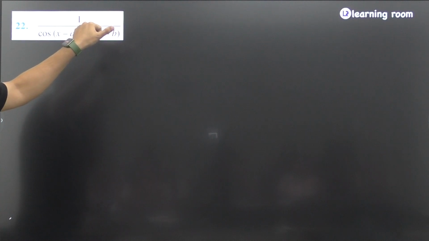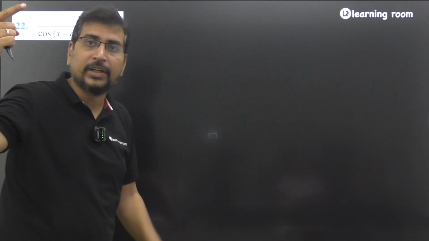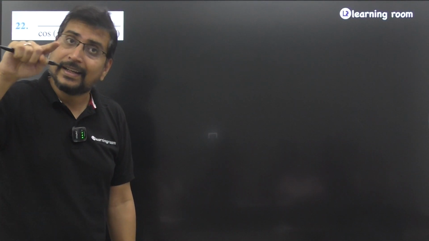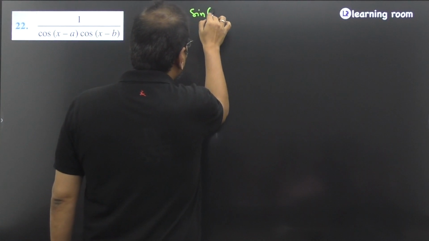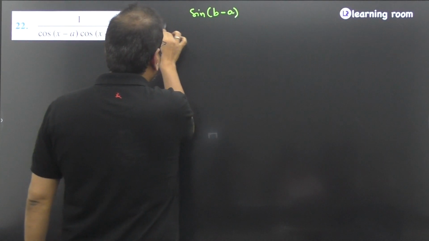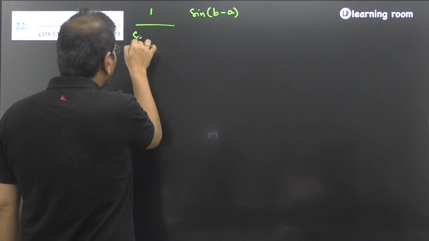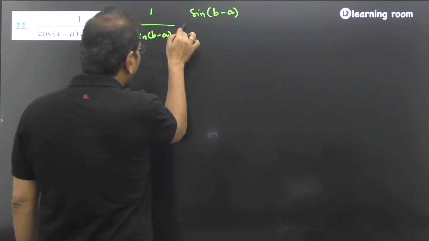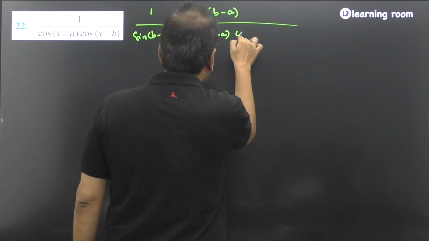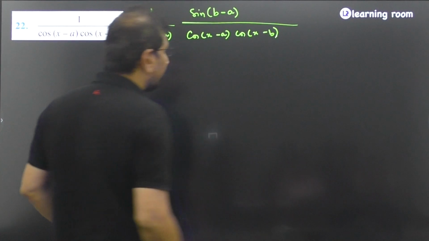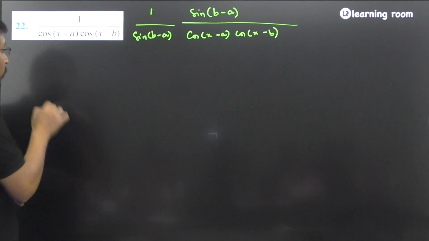Cos x minus a into cos x minus b. I want the same kind of terms in the numerator so that those terms get cancelled out. So for that, I will multiply it with sine of b minus a and compensate it with sine of b minus a. And what is it I'm left out with? Here I'm left out with cos of x minus a into cos of x minus b, right?